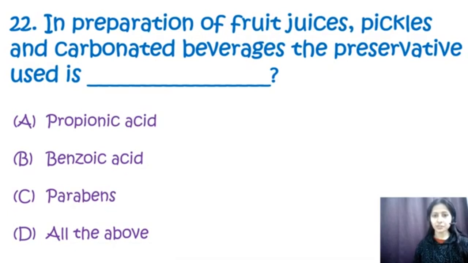22. In preparation of fruit juices, pickles, and carbonated beverages, the preservative used is option A, propionic acid, option B, benzoic acid, option C, parabens, and option D, all of the above. So the correct answer is option B, that is benzoic acid, and its salts of benzoates, that is sodium benzoates. These preservatives are effective against yeasts and bacteria, and are commonly used in acidic foods, say like tomato sauces, pickles, carbonated beverages, and sauerkrauts. So here the correct option will be option B, that is benzoic acid.